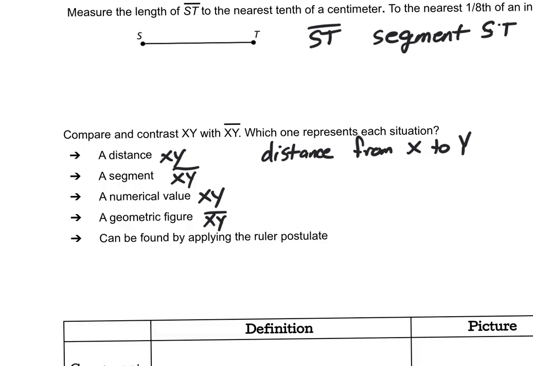It's got the same letters in it, so that's why a lot of people think, oh, it's the same thing, but really it's not, okay? And they mean completely different things. The ruler postulate means we're going to take a ruler to measure something, and so that would be the distance. Okay, if we're actually taking a ruler to something to measure something, then we want the length of that, or the distance of it.